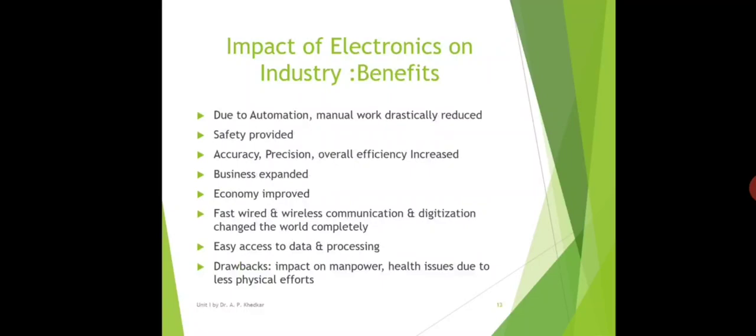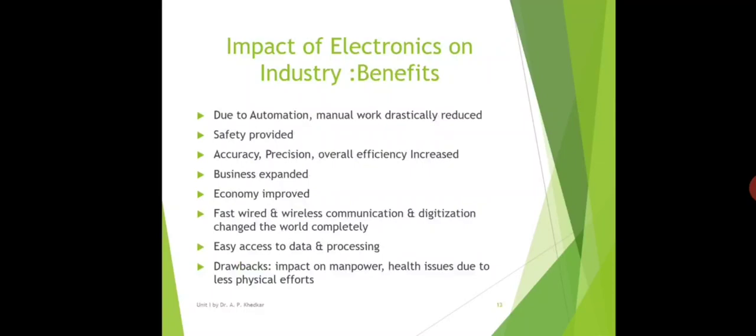What are the benefits or advantages that we get because of electronics on the industry? If you see benefits, then we can see that due to automation, manual work in the industry is really reduced. And because of automation, processing has become very fast. Then safety is provided in the industry. Accuracy, precision, overall efficiency of all the industrial work and processes is increased. Business is expanded on a large scale.